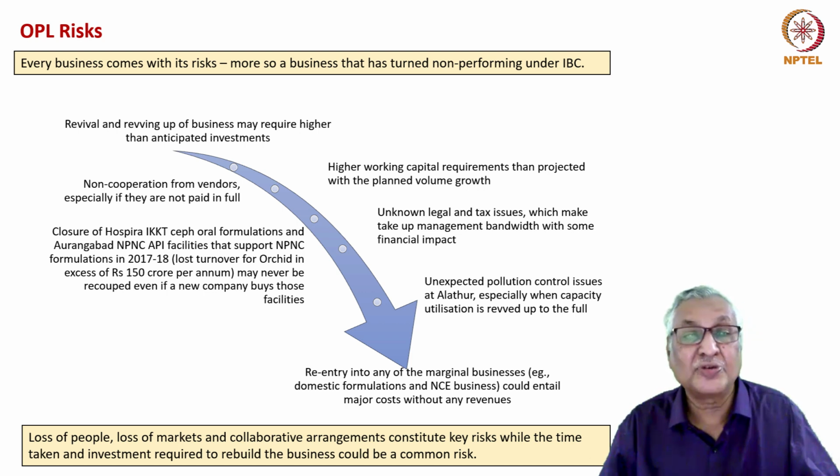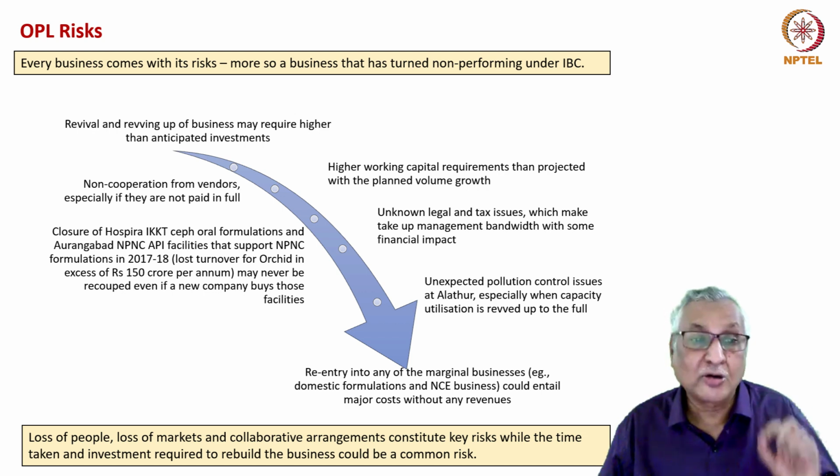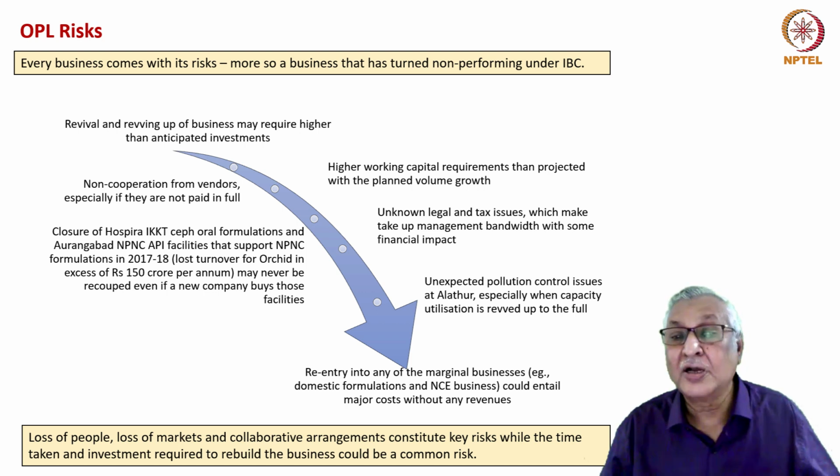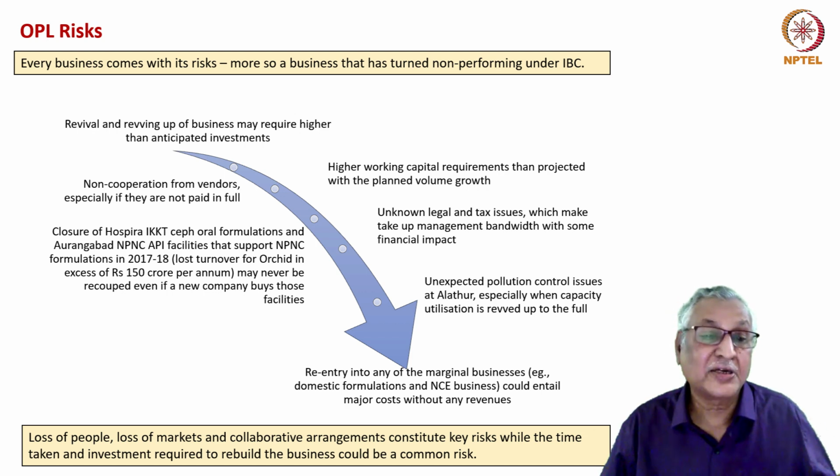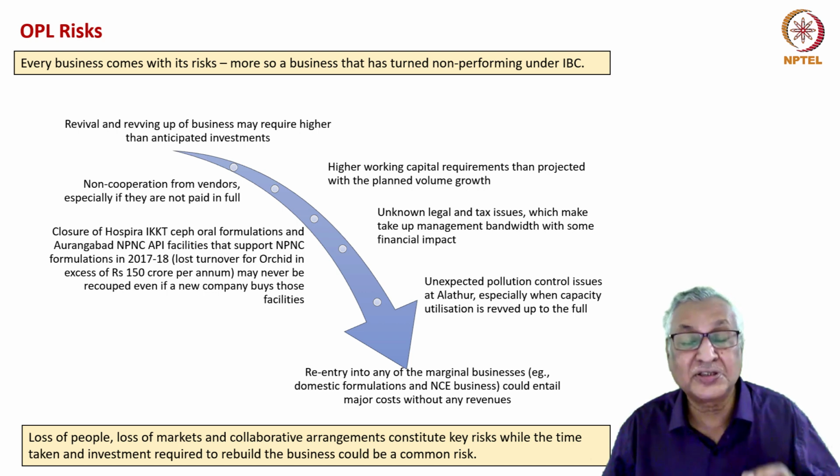Revival and revving up of business may require higher than anticipated investments. Non cooperation from vendors, especially if they are not paid in full. Higher working capital requirements than projected with the planned volume growth. Unknown legal and tax issues, which may take up management bandwidth with some financial impact. Closure of the IKKT CEF oral formulations and Aurangabad NPNC API facilities contributed to a loss of about 150 crore of revenue per annum.